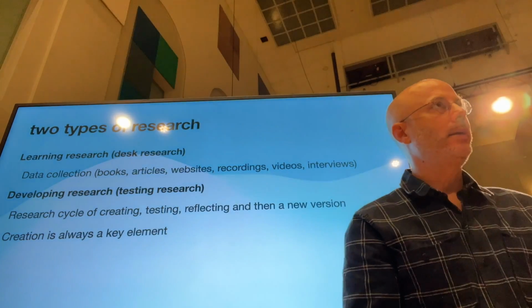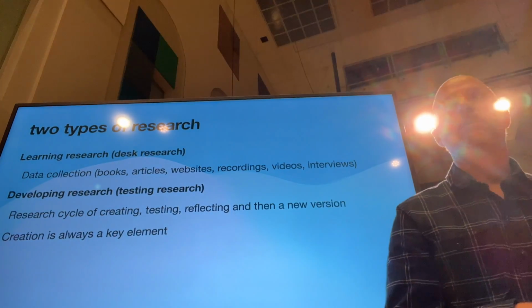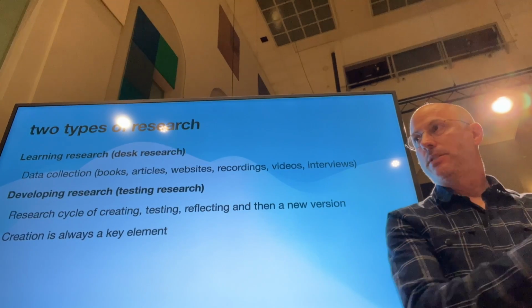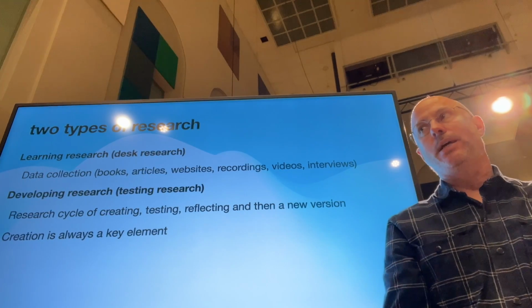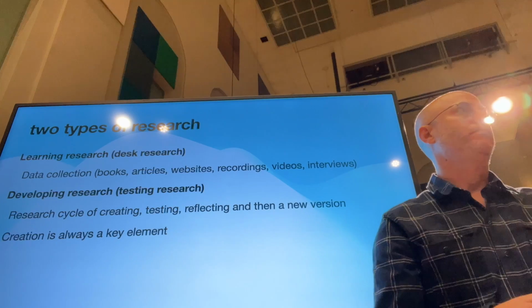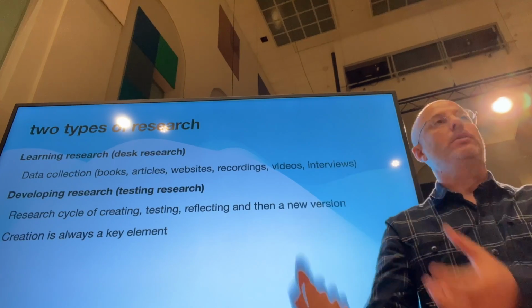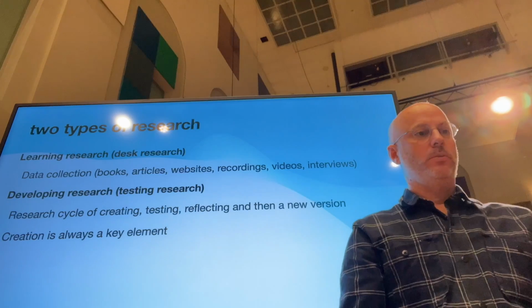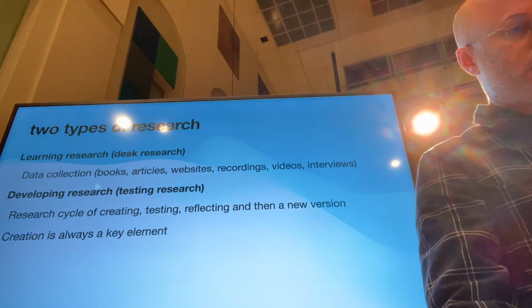And then you're also going to be developing things. So you're going to be playing, you're going to be making exercises, you're going to be practicing, you're going to be performing, all these things. You're going to be testing a bunch of things out, like you're doing all the time. And those are also going to produce results, which you're going to reflect upon. So keep that in mind, these two types of research.